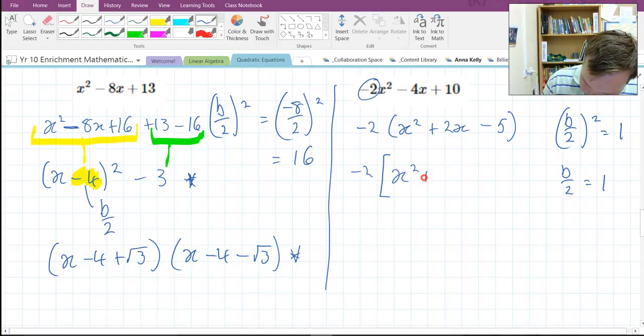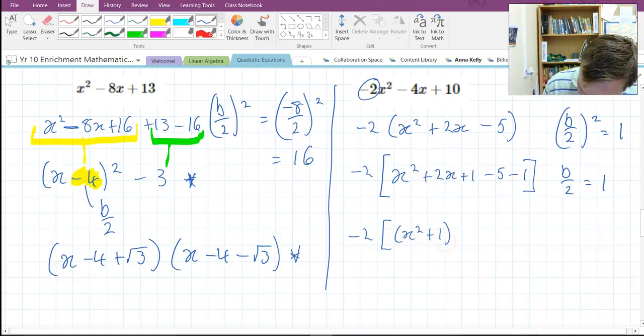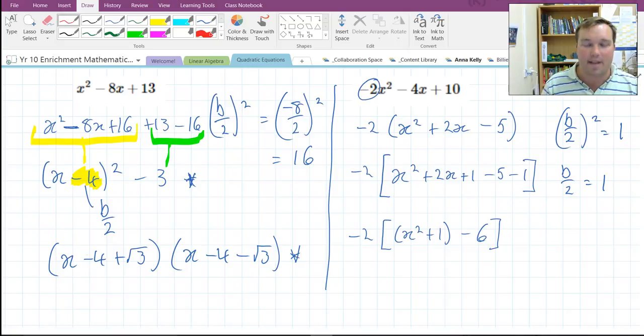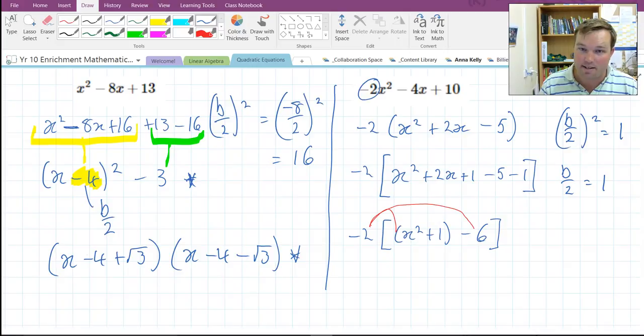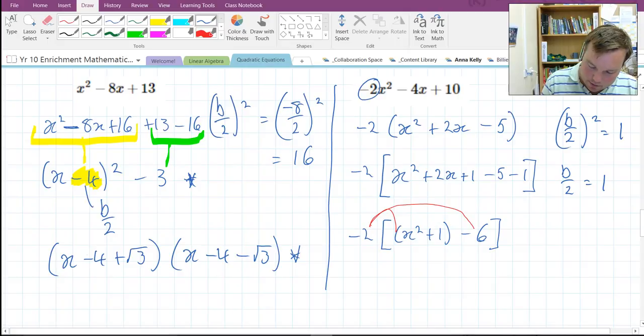x squared plus 2x plus 1 take 5 take 1, minus 2 bracket x squared plus 1 take 6. The reason we've done the square brackets is because they're there to remind us of this minus 2. This is a classic error that everyone makes, and it doesn't just impact that there, but this also. So we'll need to look at that again right at the end. Both of those are impacted by the minus 2. But let's continue factorizing inside the square bracket.